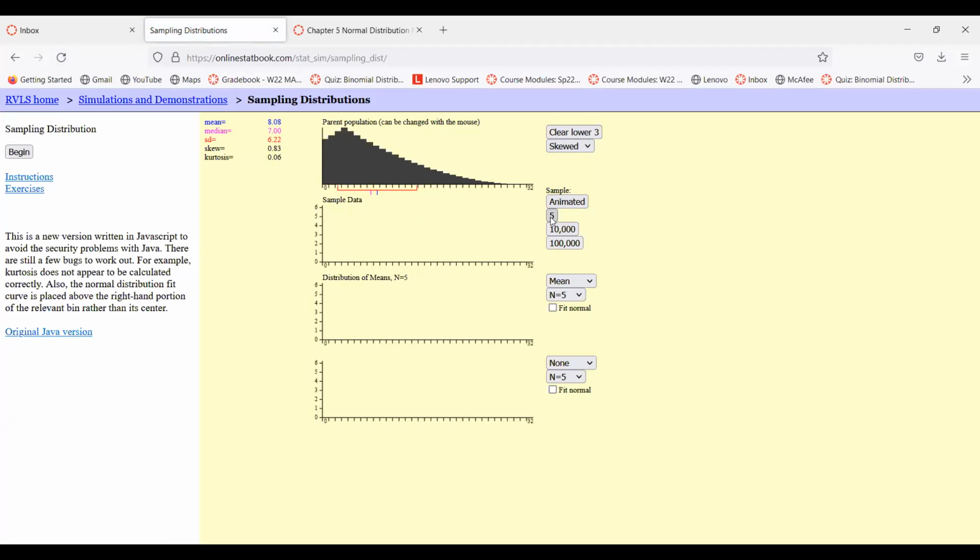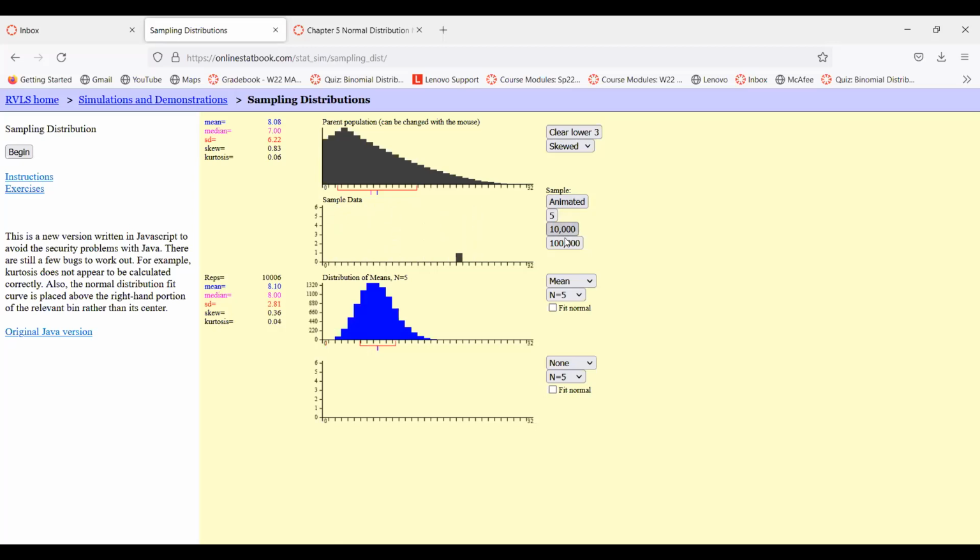I'm taking samples from this population. And then I find the mean of those samples. I take another sample, I find the mean of that sample. I take another sample, I find the mean of that sample. I repeat this process thousands of times.